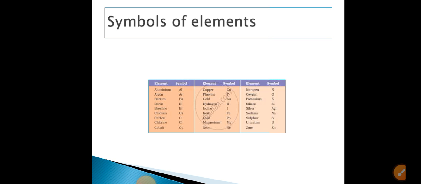Now, for your school, that is ninth standard, these are some of the most important symbols. I've taken them directly from the textbook. If you look at the symbols, they are mostly the first and the second alphabet, in the first and second rows, and the third is a mixture of both, like nitrogen, oxygen, potassium, and uranium.